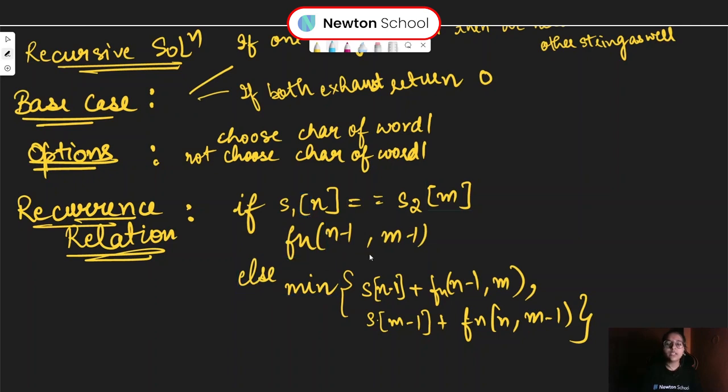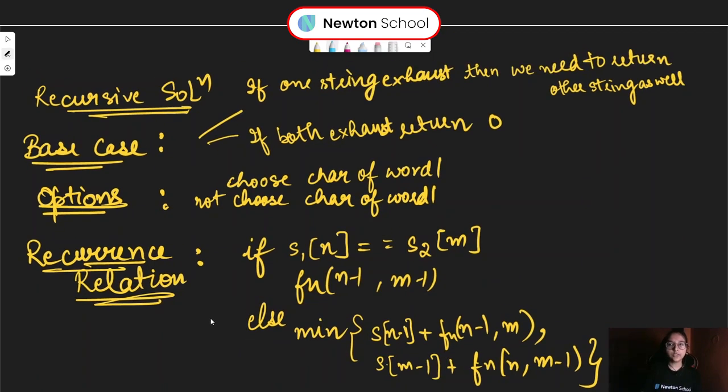And if both of them are not equal, in that case we will be choosing from either the first word and moving ahead by skipping that particular index, or we will be choosing from the second word and moving ahead by skipping that index. That is the thing which we will be doing. But out of them also, we will be choosing the minimum. So that is what we are doing here. So this was about the recurrence relation.